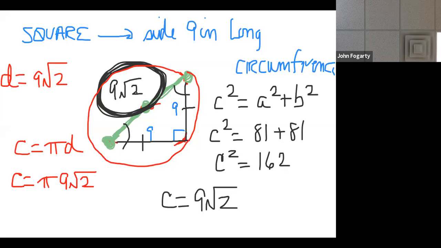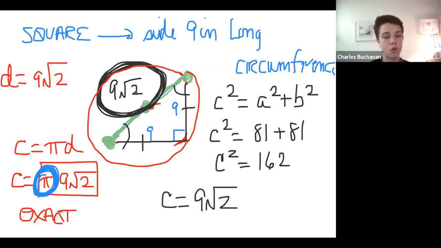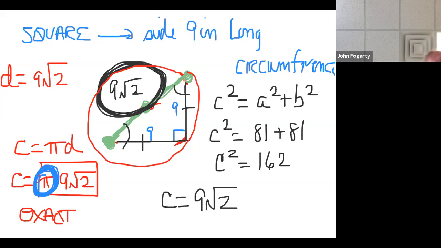Now, if I said exact, what would you do? You would leave that like that. Why? Because that's an exact number, pi. If I said approximate, what would you do? Change pi to 3.14. Very good. All righty.